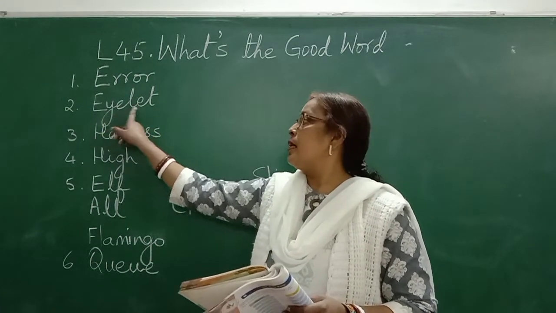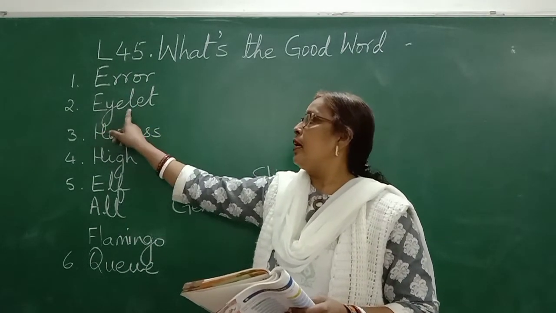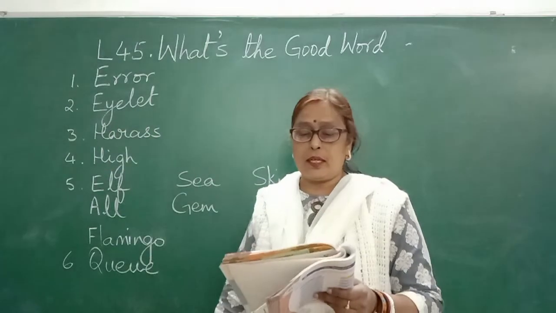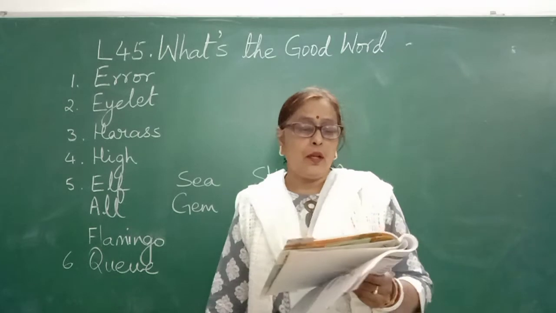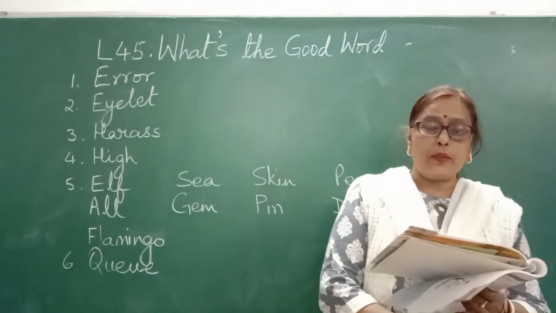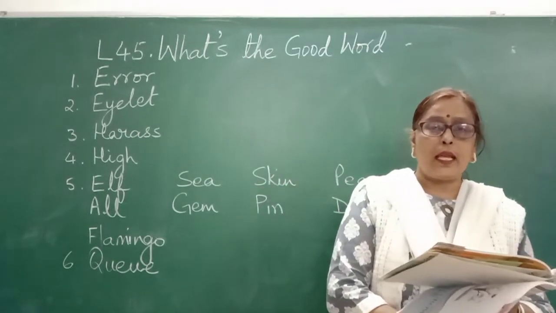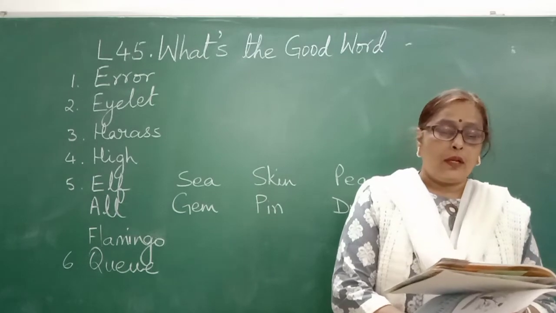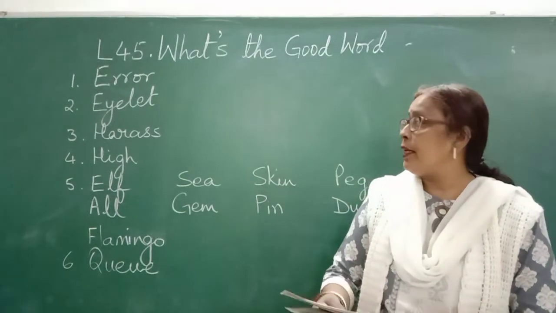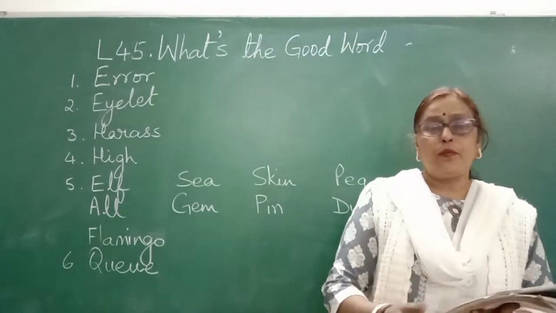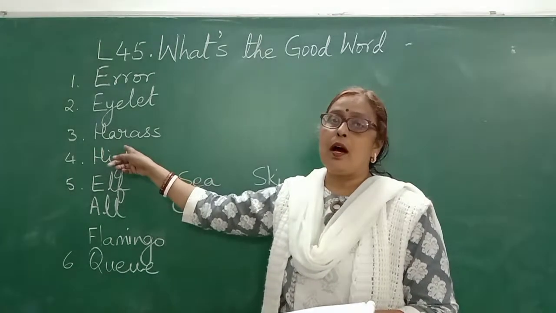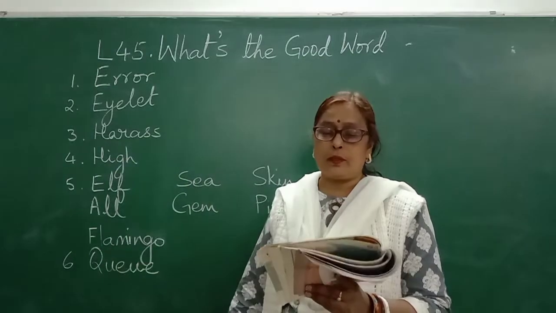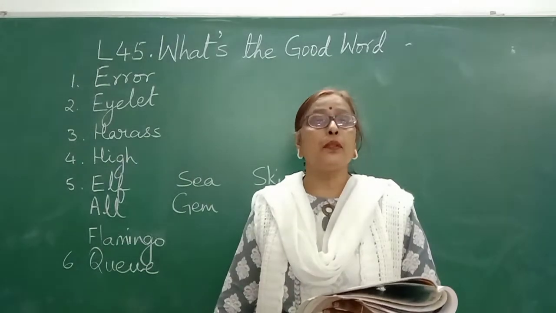There are six letters, E, Y, E, L, E, T. There are six letters. Next one, third one, find a six-letter word using the letters S, H, A, R. Now, the word which we find using these four letters is harass. H-A-R-A-S-S. Harass. Harass matlab kisi ko tang karna.